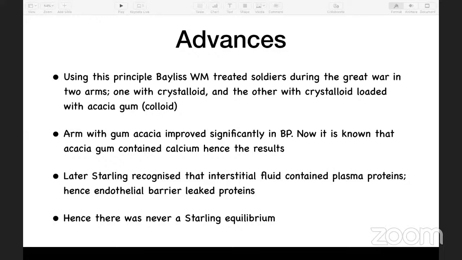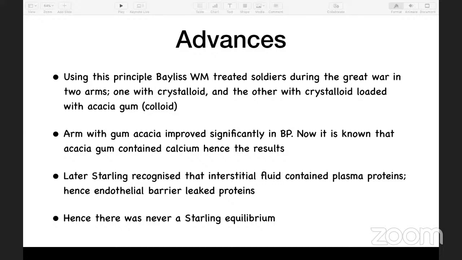So after Starling's work, William Bayliss, during the Great War, treated soldiers that had been shot and wounded and had bled a lot, and they were hypovolemic. So they had low BPs. He treated them and divided them into arms. One arm received crystalloid and the other arm received acacia gum. And from his findings, they were published that the arm that received crystalloid got significant improvement in BPs compared to the arm that received crystalloid alone.